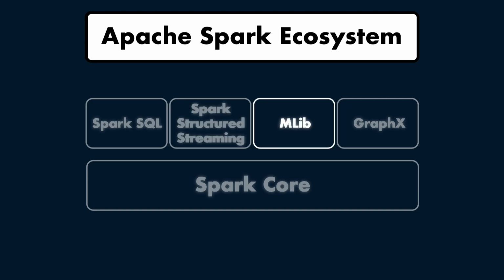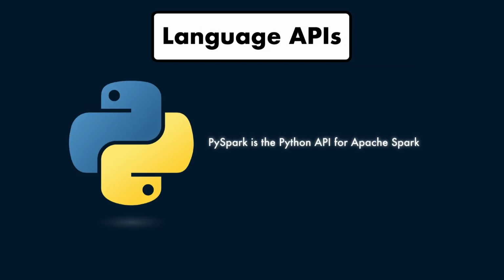MLlib is Spark's machine learning library, with tools for classification, regression, clustering, and recommendation. And GraphX is a library for large-scale graph processing, available in Scala and Java.